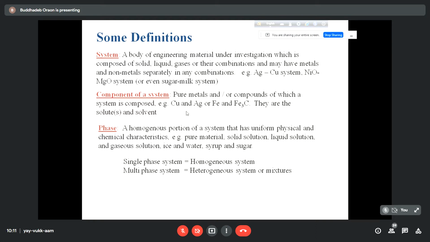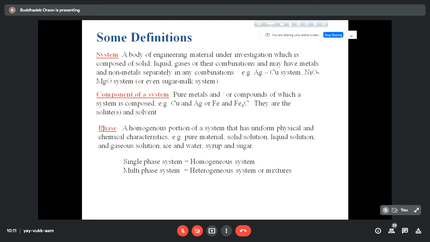The component of a system is obvious. The ingredients which will be there, like it can be two metal system. So those are called the components, like copper, silver, or Fe3C. So there can be two or more components. So each of those components will be consisting the system.